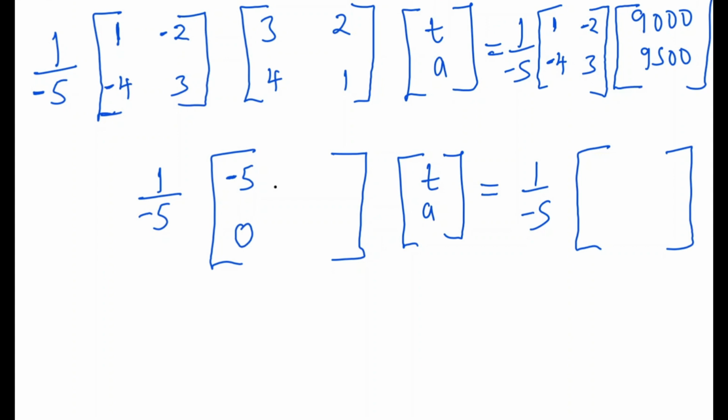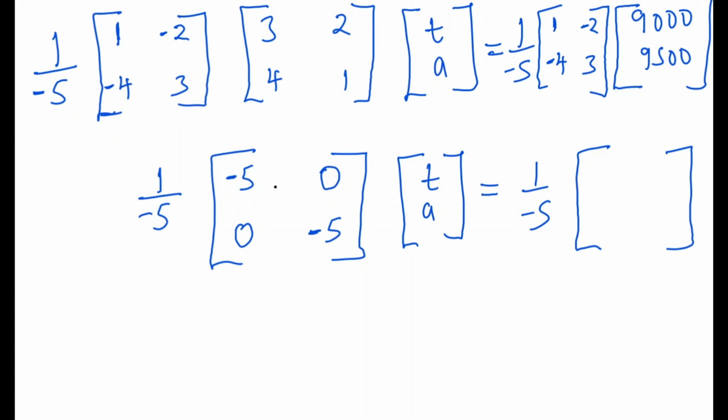Next column, so top row multiplied by the second column. 1 times 2 is 2, plus negative 2 times 1, which is negative 2. When we take 2 plus negative 2, we get a 0. In the final space left, we take the second row from the first matrix multiplied by the second column from the second matrix. So negative 4 times 2 is negative 8, and then plus 3 times 1, which is 3. Negative 8 plus 3 is negative 5. We have finished multiplying on the first side.